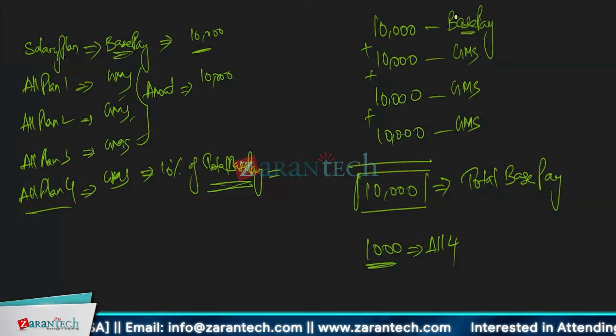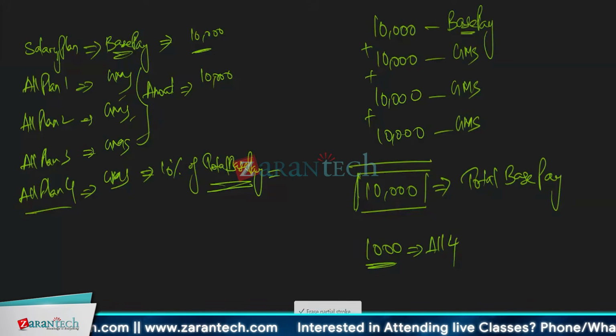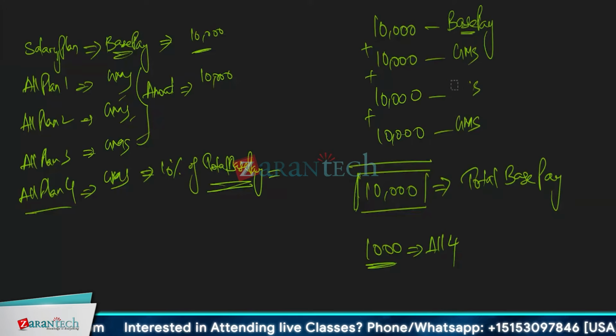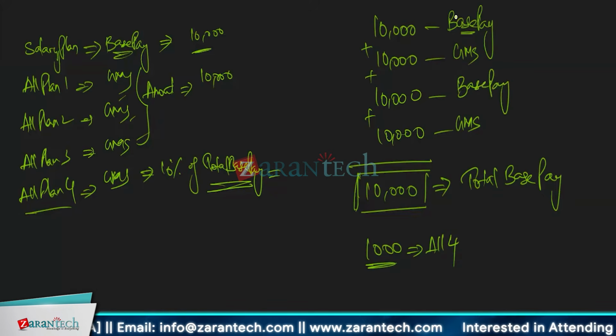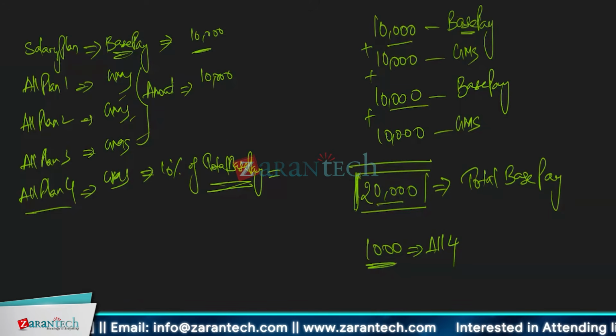Got it. Okay. Now let us say I'm going to make a small change here. I'll say that this particular compensation plan is using base pay as the comp element. Now what will be the total base pay in this scenario? It will become 20,000 because 10,000 plus 10,000. So the allowance plan amount is now going to be, oh sorry, 2,000, because total base pay has now become 20,000.